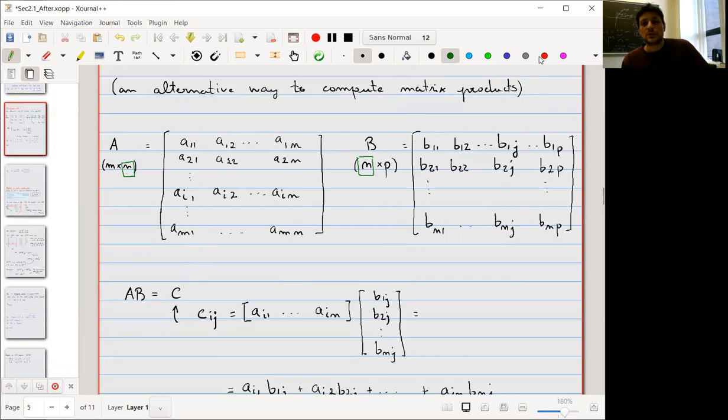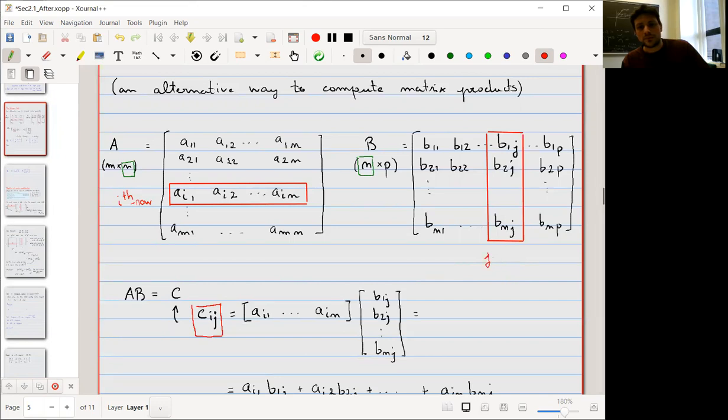Our goal would be to give a formula for every entry in the product matrix. AB will be a matrix C. The entry Cij is obtained by multiplying as vectors the ith row of A and the jth column of B. So how will this work? This is the ith row. And this is the jth column.